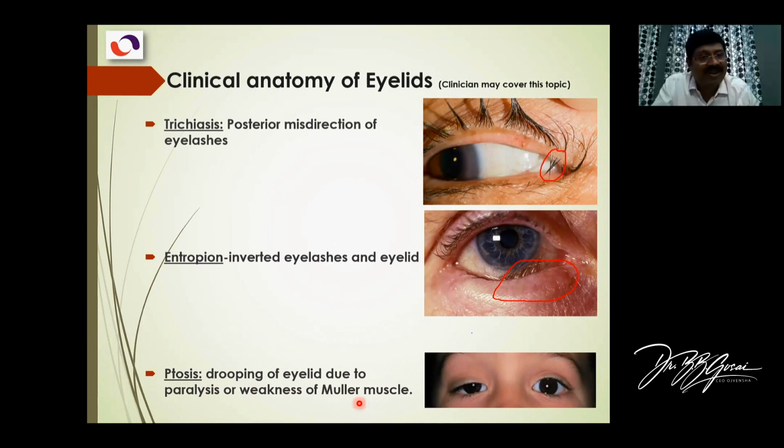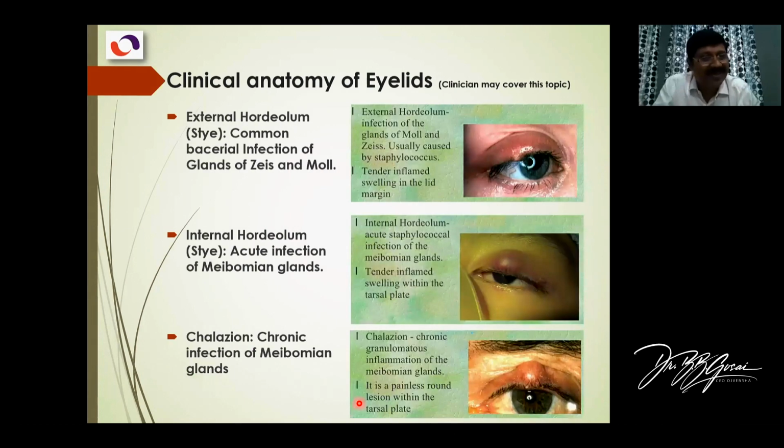Now, some of the clinical aspects of the glands. This will be covered 110% by the clinician, I know very well. Stye is one of the common conditions of the eyelid. Whoever takes your ophthalmology classes will cover this. I'm just giving you an idea: when it is an acute infection, we call it stye, and when it is a chronic infection, we call it chalazion.